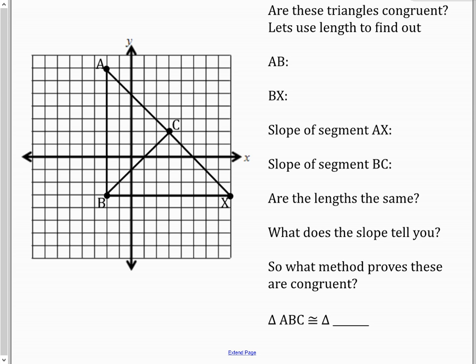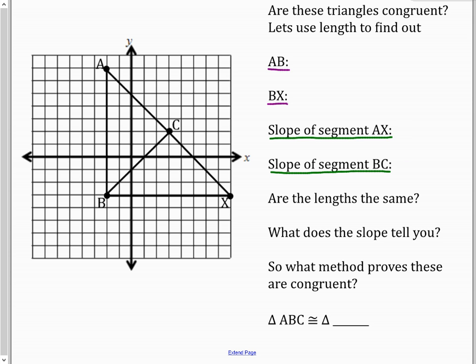So again, we're looking at these triangles in the coordinate plane. The first thing I would like for you to do is find the length of segment AB and find the length of segment BX. I'd also like you to find the slope of segment AX and the slope of segment BC. So please pause the video here and find these 4 items.